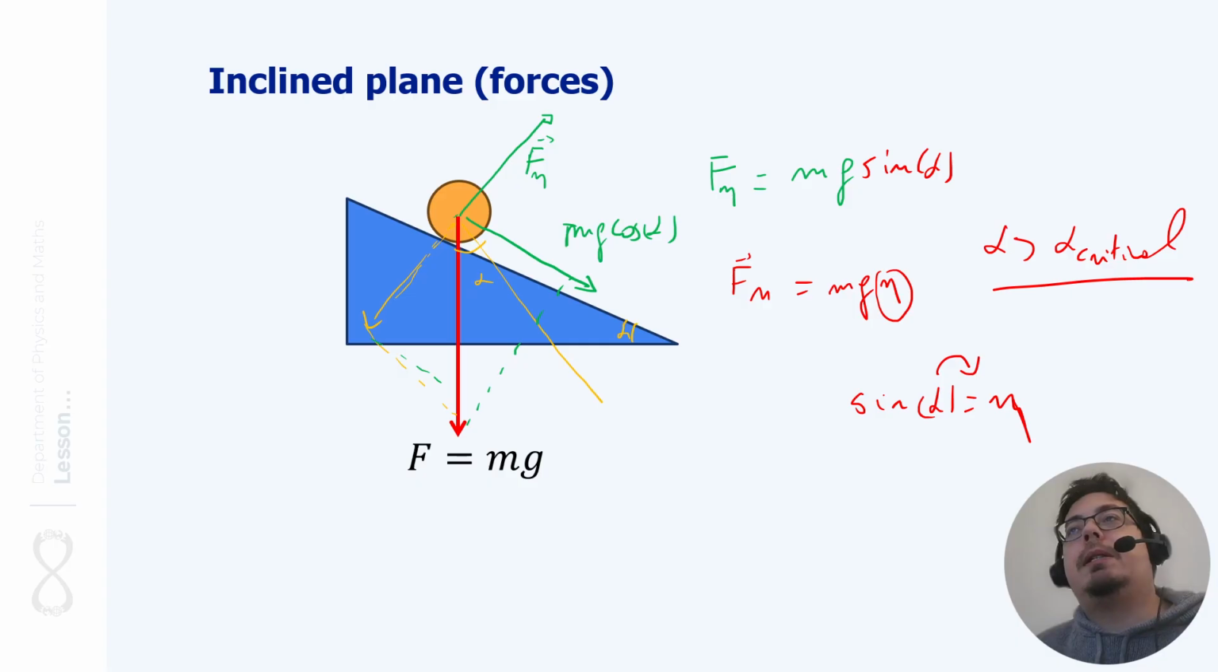And I hope I didn't mix up. Let's see. When alpha is 0, this is the sinus. Sorry guys. This is the sinus of alpha, and the other is the cosinus of alpha. I made a silly mistake.